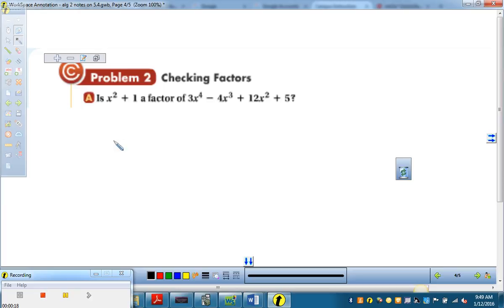It says checking factors. It wants to know if x squared plus 1 is a factor of this polynomial. Well, if it is a factor, what should the remainder be? 0. The remainder should be 0. And something else interesting happens here. Check the degrees. This goes from x squared to x to the 0. So it's skipping x to the first, correct? So we're going to do this one with long division, so copy this down.